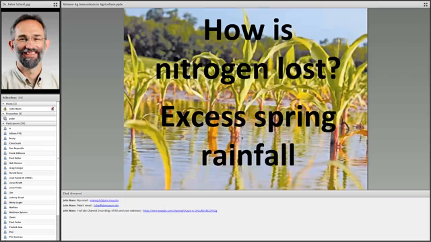Now there's a couple other pathways that nitrogen is lost, but basically by far the dominant thing is excess spring rainfall, and depending on the drainage class of the soil, you may get leaching, you may get denitrification. It depends on timing and weather, and soil temperatures are very important for denitrification.